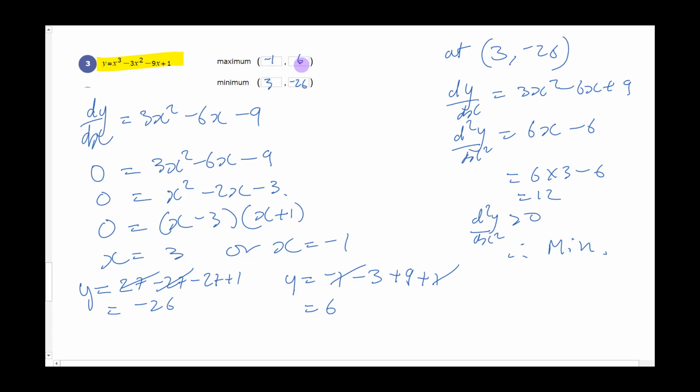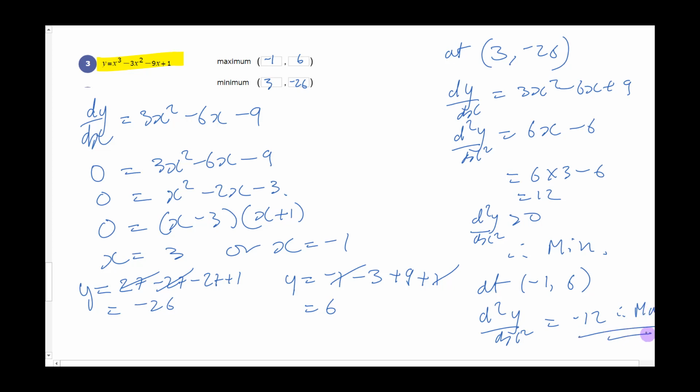Well, let's just check. Okay, my second derivative here is 6x minus 6. My x value here is minus 1. Minus 1 times 6 is minus 6, minus 6 is minus 12. So at the point minus 1, 6, my second derivative will equal minus 12, which is less than 0, therefore a max, which agrees with our question.